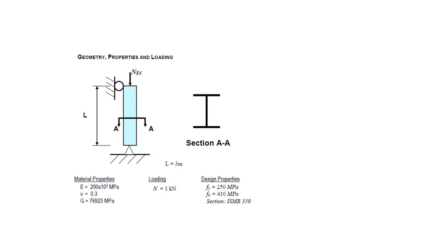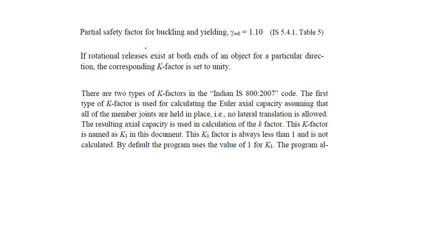Alright, the problem is right there. You have a force of 1 kilonewton acting axially. You have the modulus of elasticity, Poisson's ratio, and shear modulus right here. We also have some properties of steel, Fy and ultimate strength, and the section is ISMB 350. Before getting into ETABS, let's understand a bit more theory.